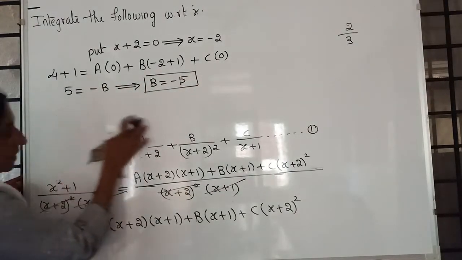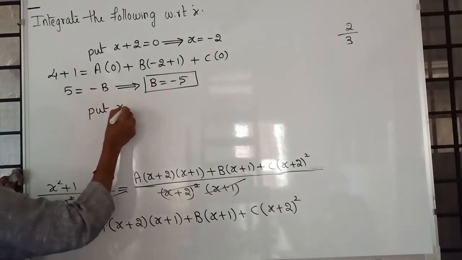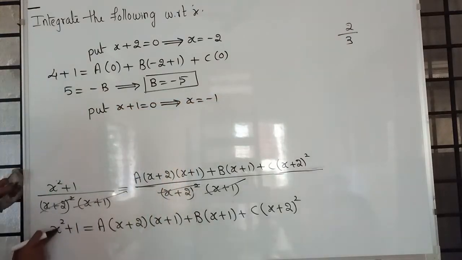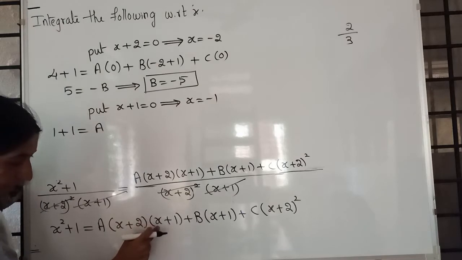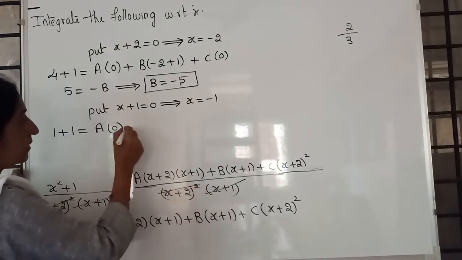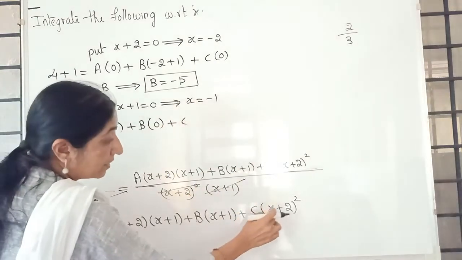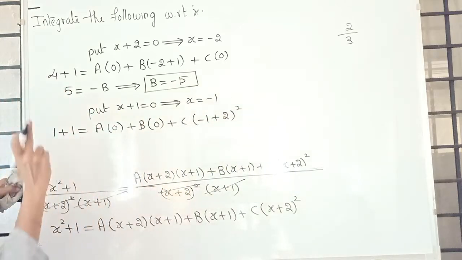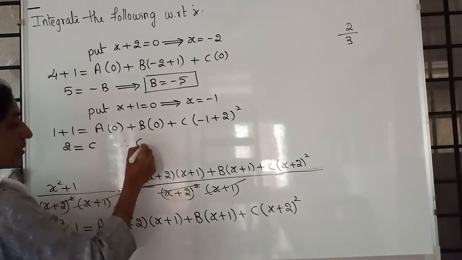So after that, select the next linear expression. The next linear is x plus 1. Put x plus 1 is equal to 0, that is nothing but x is equal to minus 1. See, minus 1 square is 1, plus 1, is equal to A into, here also we have a bracket, (x plus 1) which is minus 1 plus 1 is 0, with B, minus 1 plus 1 that is also 0, plus C into (minus 1 plus 2) whole square. Minus 1 plus 2 is 1, that is 1 square is 1, here 2 is equal to C, correct or what? Therefore C is equal to 2.